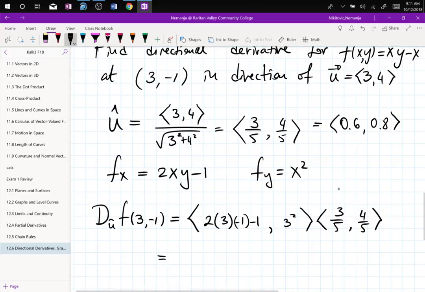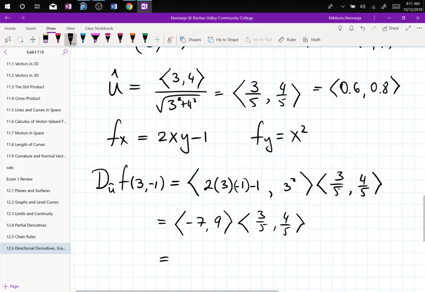So the first calculation here is negative 6 minus 1, which is negative 7, and 9, and then we have that dotted with (3/5, 4/5). So this works out to be negative 21/5 plus 36/5 for the total of 15/5, which is 3, in my opinion. I don't know. Is this good?